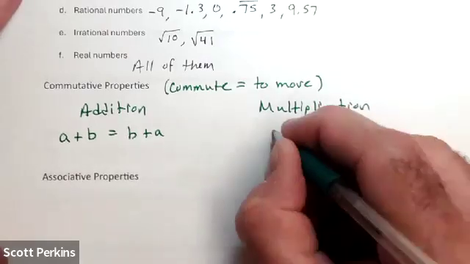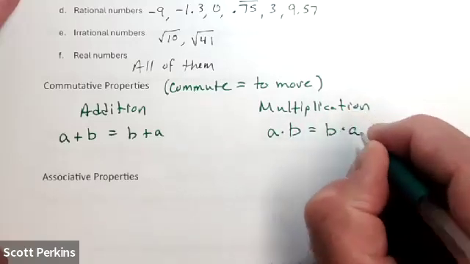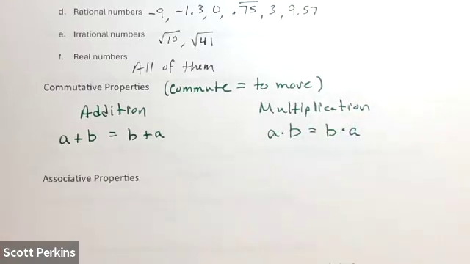Same thing's true for multiplication. If you take a times b, it's the same thing as b times a. If I multiply 3 times 5, that's the same thing as 5 times 3. Those are the commutative properties.